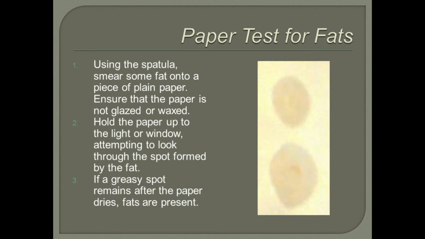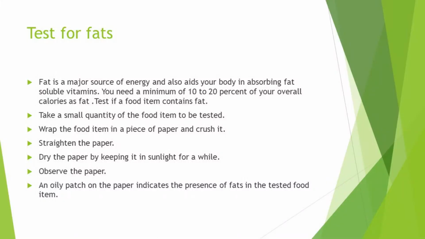So all this you have to write in your notebook. So what do we observe? We observe an oily patch on the paper. This shows the presence of fat in the given food sample. Repeat this activity with butter or a drop of oil and note your observation. You can take a paper, put some oil over it, and you will see the paper is getting oily. This also shows that oil is present in the food item.